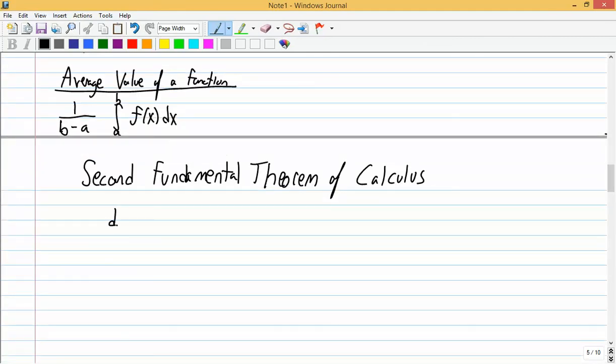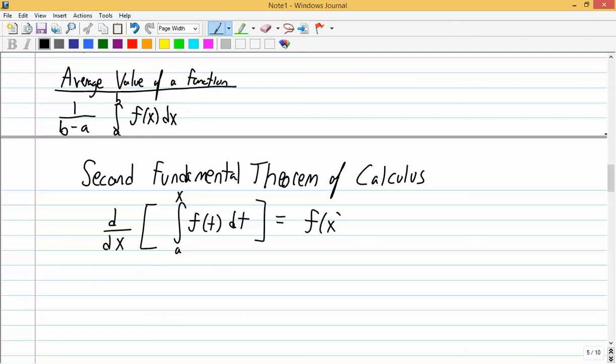Here is, in symbols, what the second fundamental theorem of calculus says. Of course, the function f has to be continuous on some open interval containing some value a. Then for every x value in that interval, the derivative of the integral from a to x of f of t dt is equal to f of x.